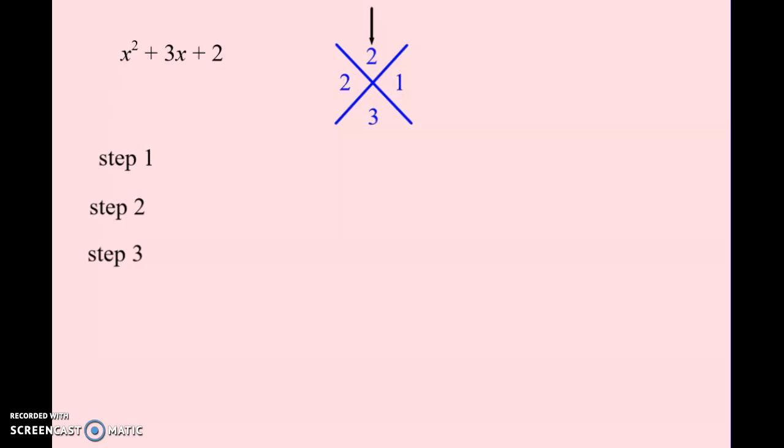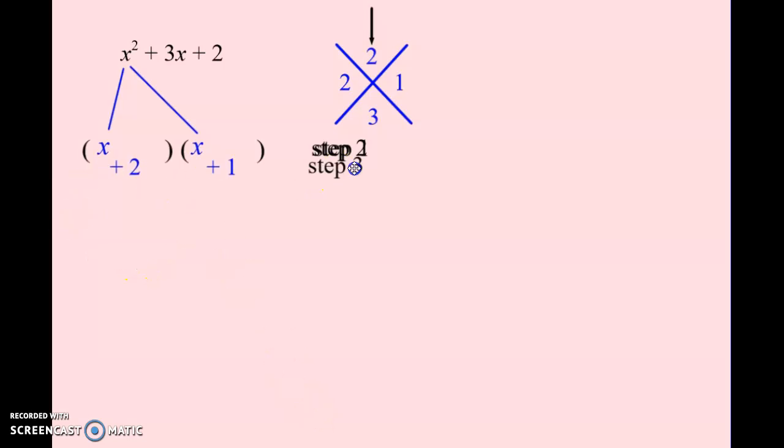Now normally we'd go in and rename 3x to be 2x plus 1x. But now we're going to start using a shortcut. Step number 1, write two parentheses. Step number 2, we're going to put the two x's in there because we know that x squared is x times x. Now step number 3, we're going to take the two numbers that are on the sides of the diamond and put them right into the parentheses.